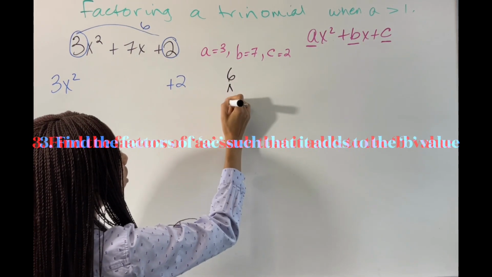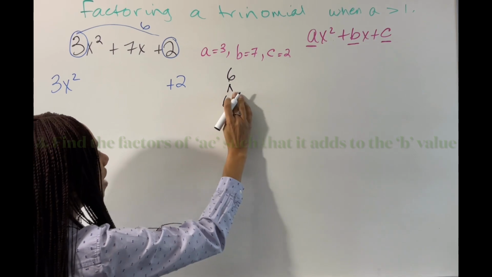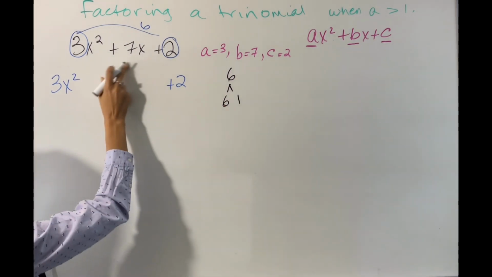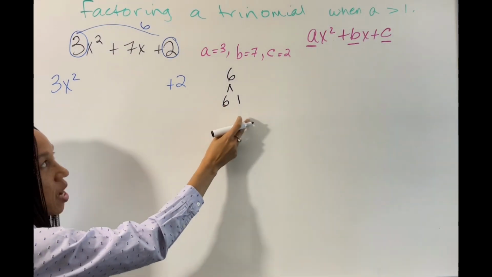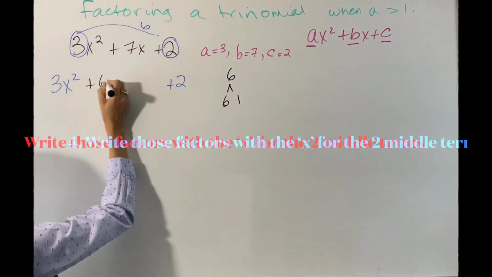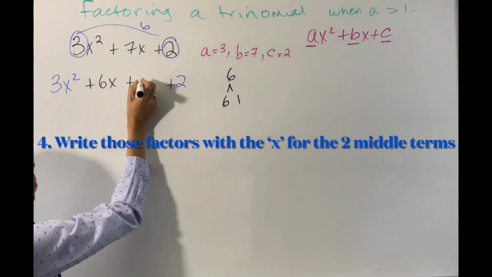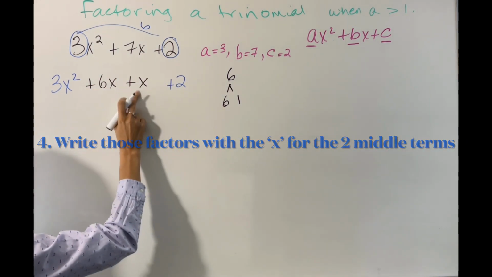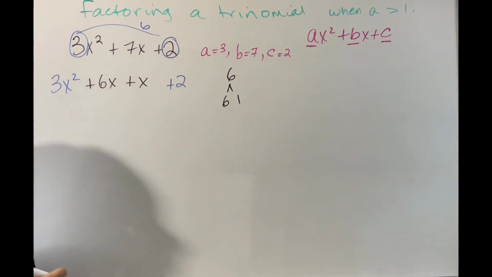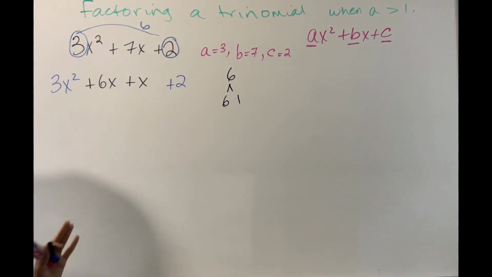We're going to look at that 6. So find the factors of 6 such that when added, it's going to give the middle term. So we have 6 and 1. So we're going to put 6x here, and we're going to put plus x here, which normally we put a 1 in front of it, but we're not going to put a 1 in front of x because we know it is going to be an invisible 1. So now we have 4 terms, and this is where the grouping method comes into play.